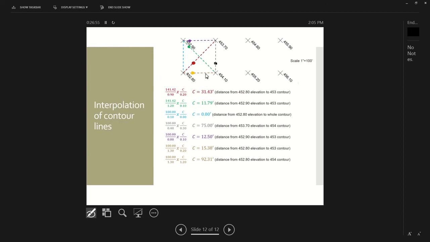Okay, there we are. So we have 100, which is the horizontal distance between the 2 stations. The elevation change between those 2 stations is 1.3, just like the previous problem. But this time we're moving 1.2 feet in elevation change from the lowest elevation. We're trying to find 454. So there's 92 feet, so I'm going to say we're right here, okay? A big yellow dot is where it crosses.